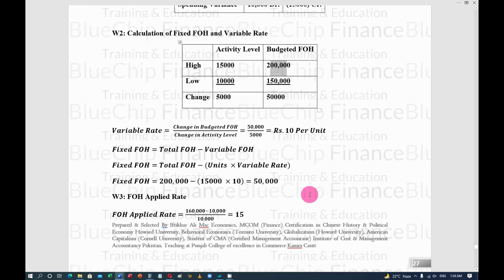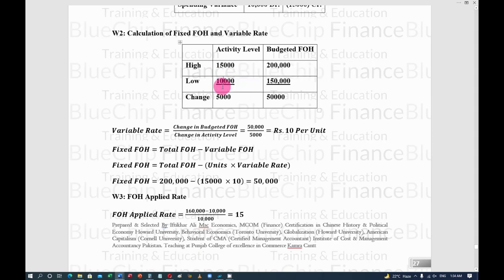Third is FOH applied rate. For FOH applied rate, you need to calculate the overall applied rate, or you can calculate it through fixed FOH, because you have a variable rate. So if you have a fixed rate, then just add up these two. Always remember that the fixed rate should be calculated at the lowest level of activity. Why should it be calculated at the lowest level of activity?